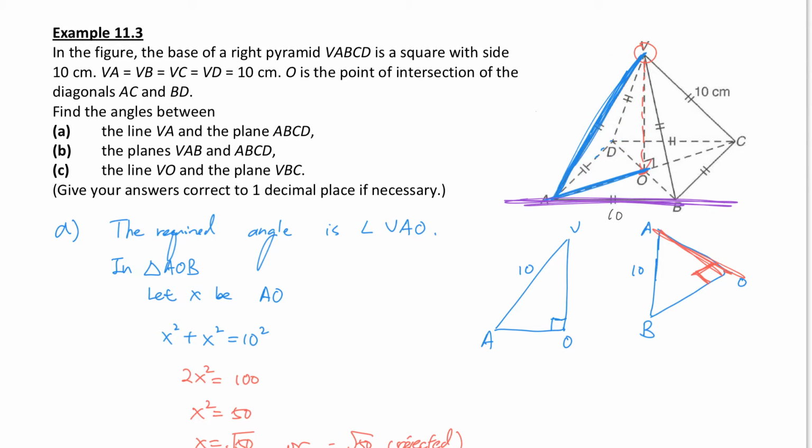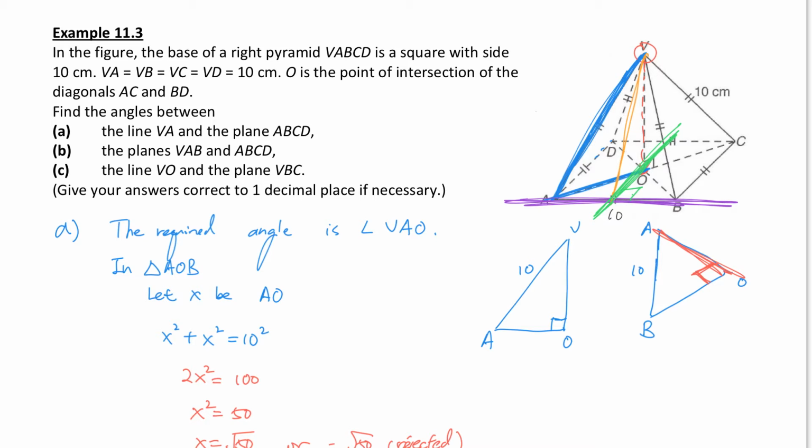Start from V, draw a perpendicular line to AB. This is an isosceles triangle, because VA and VB are also equal to 10. So if you draw a perpendicular line, this point must be the midpoint. And then you can also draw another straight line on ABCD, which is perpendicular to AB.